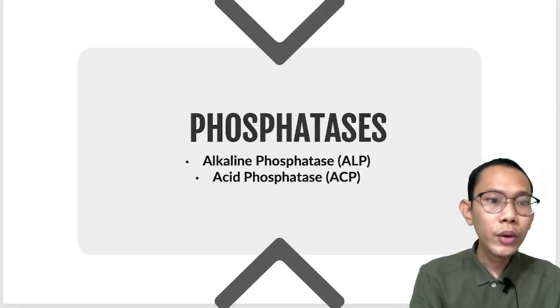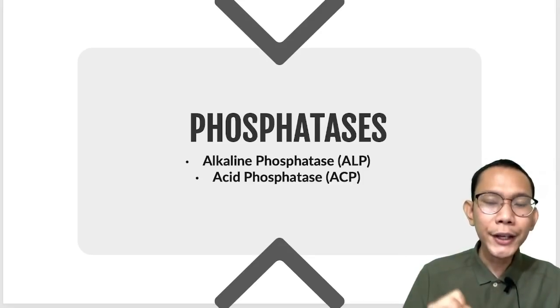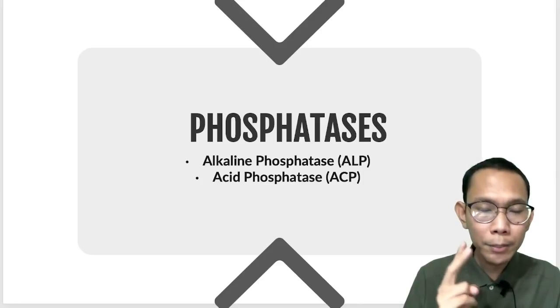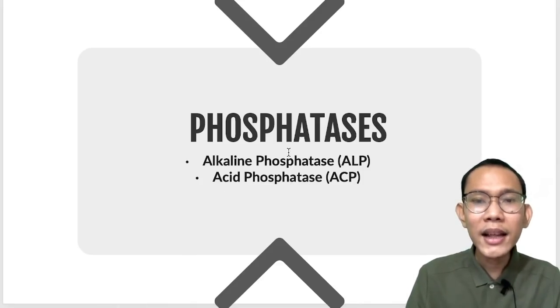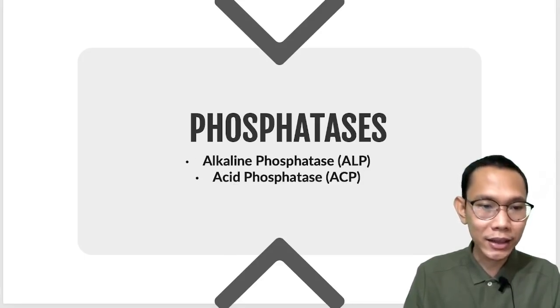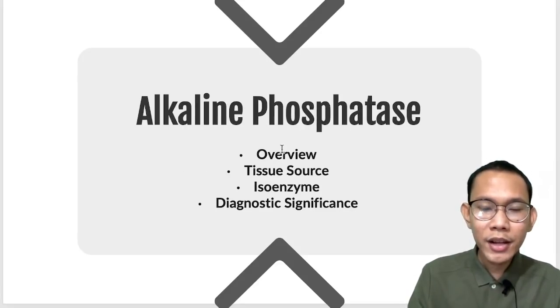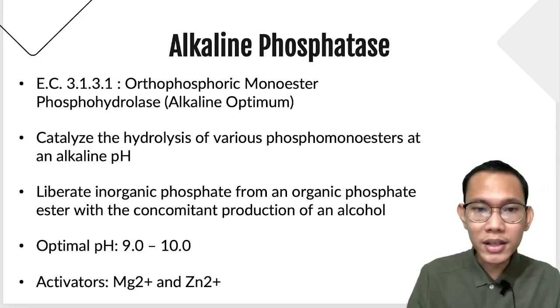Okay, we're done with our transaminases with your AST and your ALT. Ngayon, pupunta naman tayo sa different group naman tayo, which is your phosphatases. Dito, we will also discuss another two important enzymes, your alkaline phosphatase and your acid phosphatase. So, similar lang sila, nagkakaiba lang sila sa pH medium na gagamitin natin. So, for ALP, that's alkaline. ACP, that's your acid. First, let's talk about your alkaline phosphatase. So, again, we will be discussing about the overview, tissue source, isoenzyme, and the diagnostic significance.